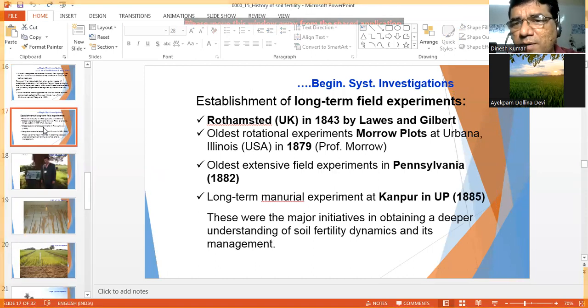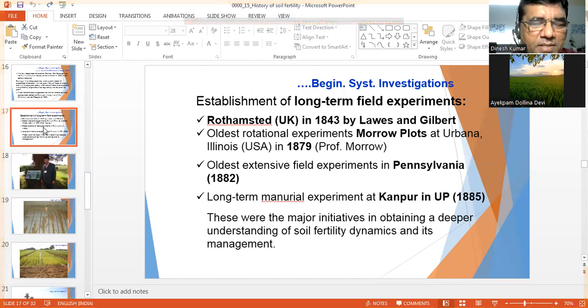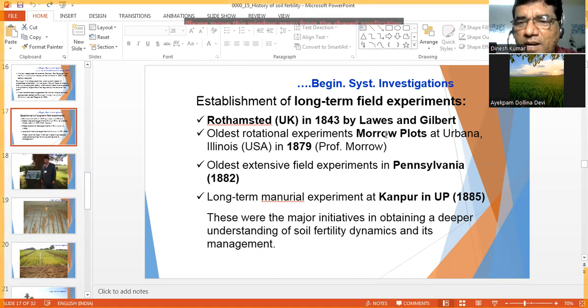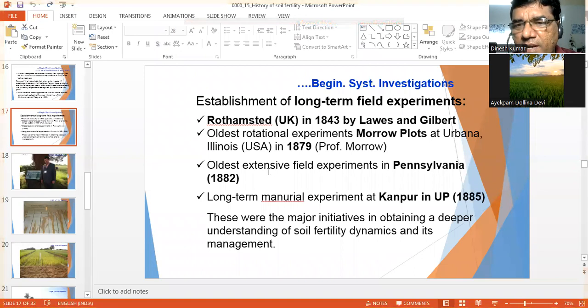Establishment of long-term fertilizer experiments or field experiments in Rothamsted. I think they are the oldest long-term experiments, started in 1843 by Lawes and Gilbert. Next, the oldest rotational experiment is the Morrow Plots at Urbana, Illinois, USA. It started in 1879, by Professor Morrow. The oldest extensive field experiment in Pennsylvania started in 1882. In India, the long-term manurial experiment is at Kanpur, 1885.